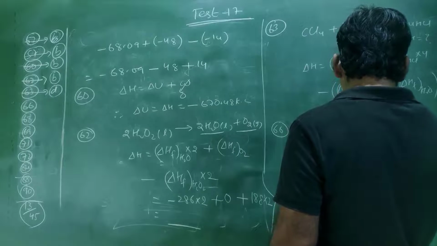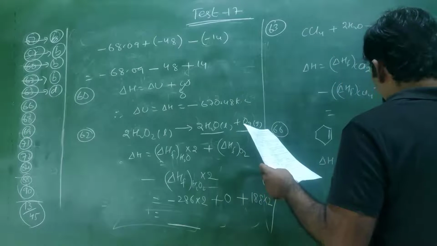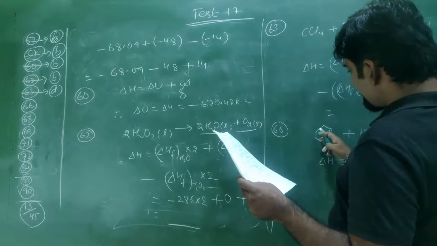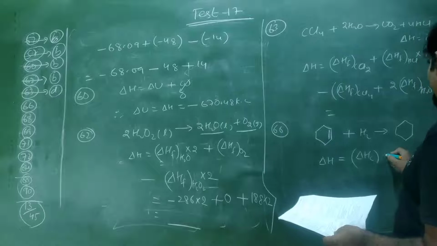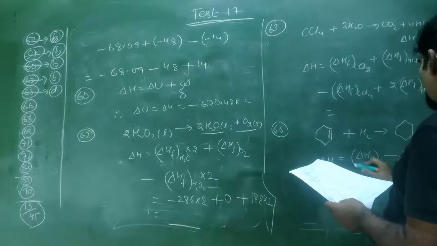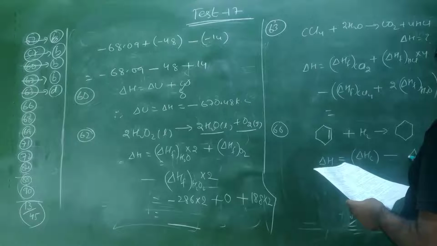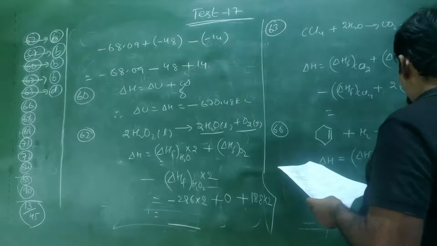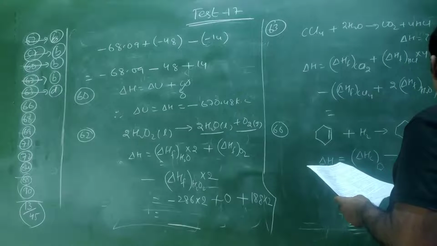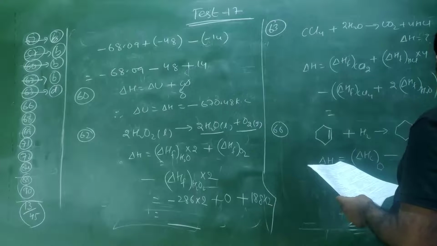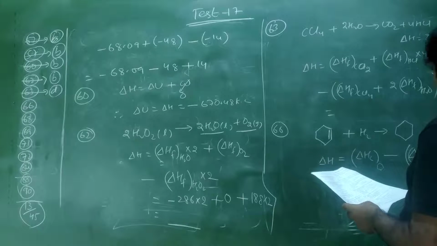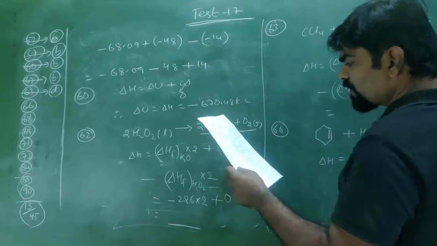Enthalpy of combustion of cyclohexane is given. Enthalpy of combustion of cyclohexene is given. So you can calculate: this is the enthalpy of combustion of cyclohexane minus enthalpy of combustion of cyclohexene plus enthalpy of combustion of hydrogen. Solve this equation, you will get the value.